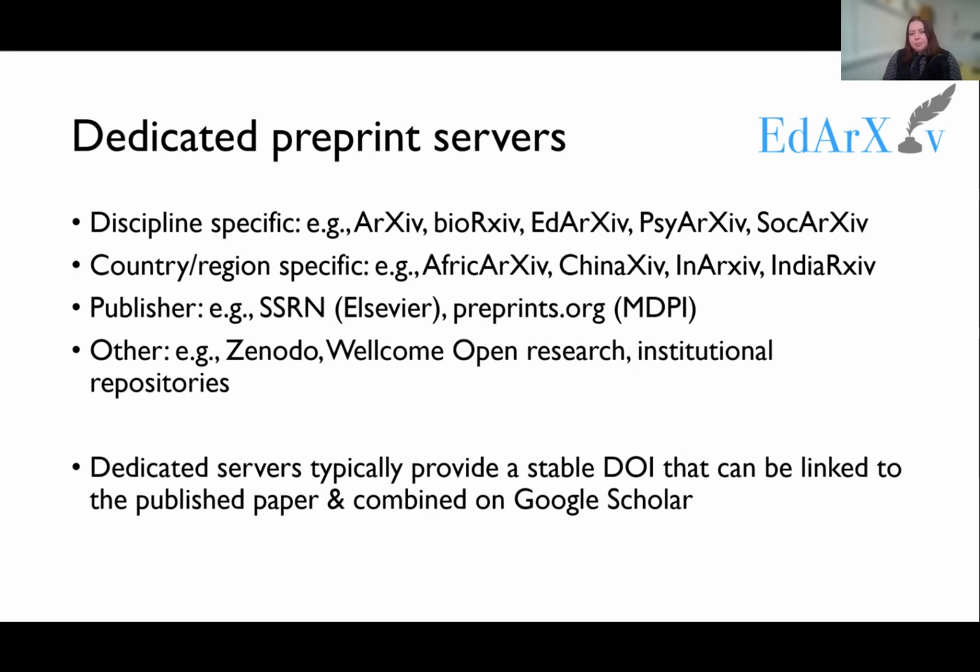You also get preprint servers that are country specific, so AfricArXiv, China, India, and Indonesia Archive as well. There's then preprint servers that are actually run by the publishers. So SSRN is run by Elsevier, preprints.org is linked to MDPI. And then there's also things like Zenodo and institutional repositories. The Wellcome Open Research also has a preprint server as well. There's a lot of different places that you can put a preprint.